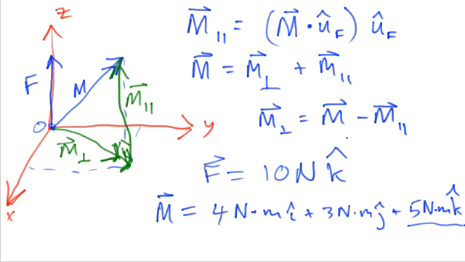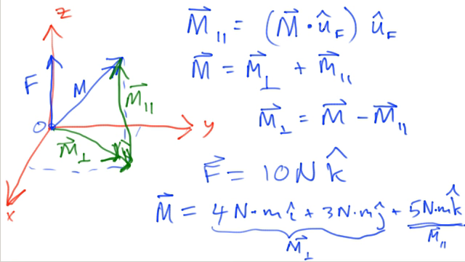Oh, and by the way, the part that's perpendicular to the force would be this piece right here, which is my 4 newton-meters along i plus 3 newton-meters along j. So this piece is M parallel, the vector, and this piece, the part that's perpendicular to the z-axis, is just M perp. So we know the answer, we just want to make sure that the fancy way of getting at it also works.